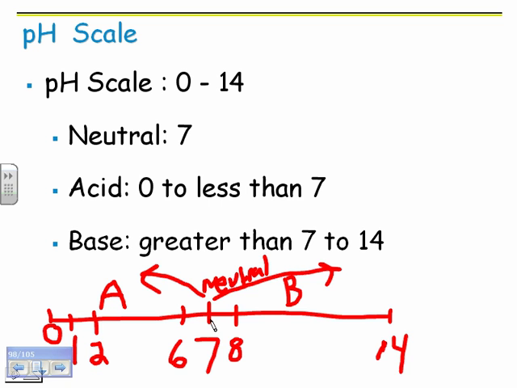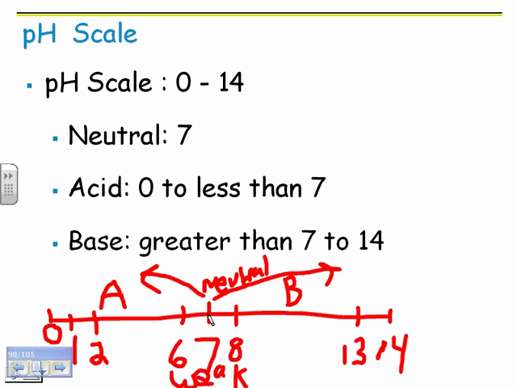But it's so close to neutral, it's practically neutral. It's a very, very weak base. So the stuff that's close to 7 is weak, whether it's an acid or a base. And the stuff that's out here is really strong. So a pH, let's say, of 13 is a super, super strong base.